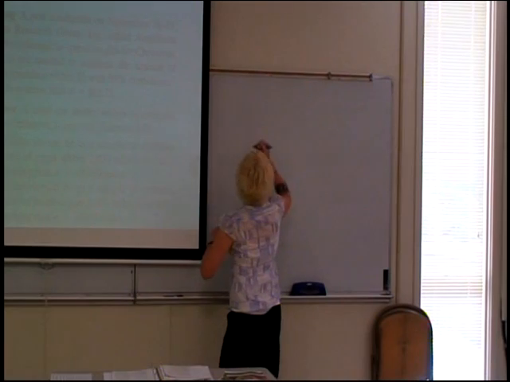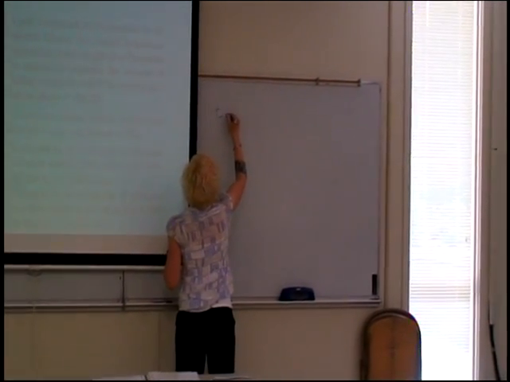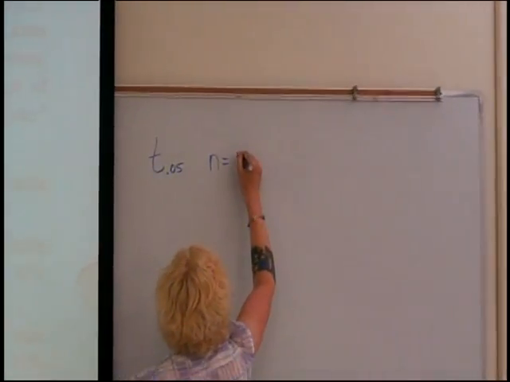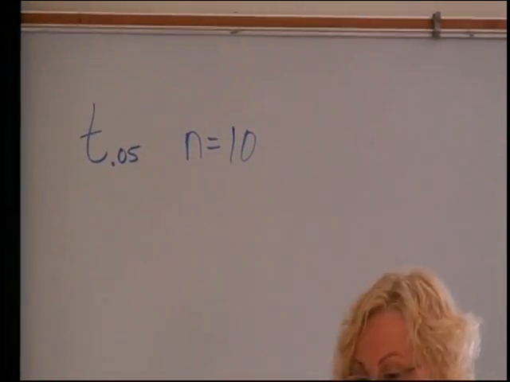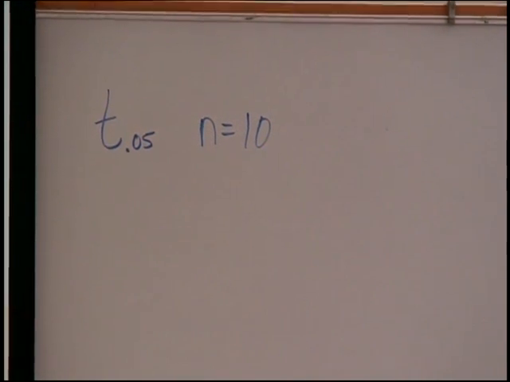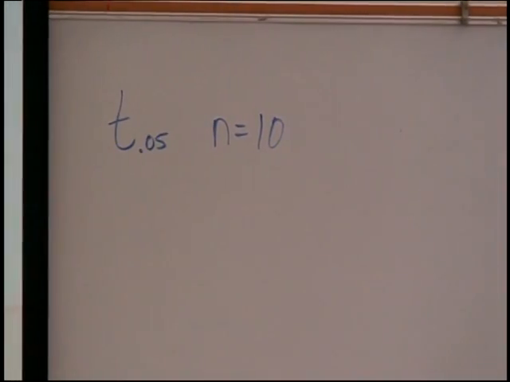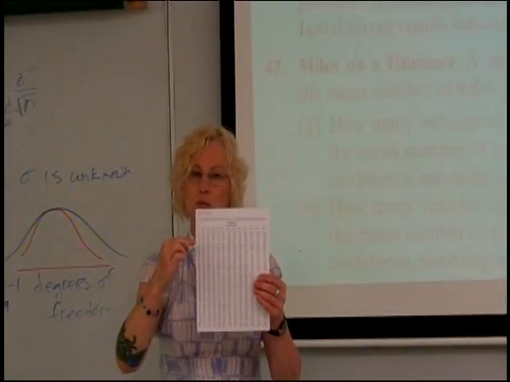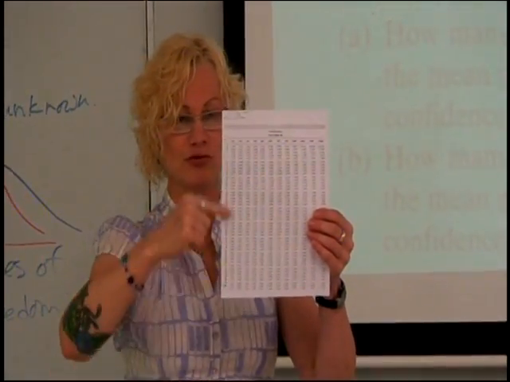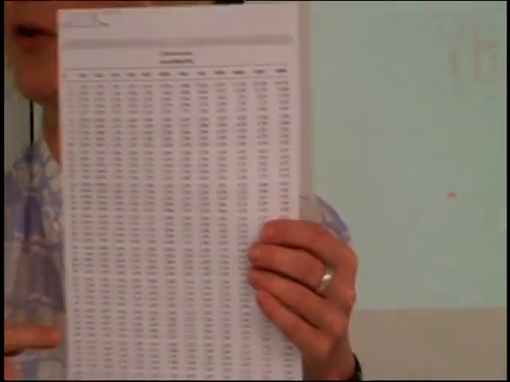So let's find t of 0.05 when the sample size is 10. On the Z table, the entire table front and back is only one distribution. On the T table, every individual line is one distribution. So here, you're getting T distributions for all these different sample sizes.